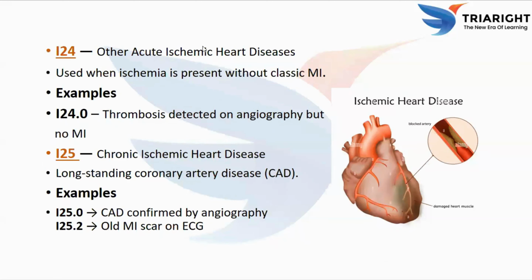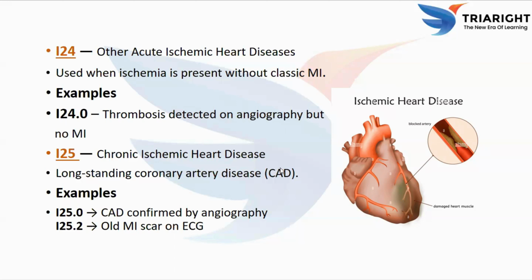I24 is used when there is reduced blood flow but no classical myocardial infarction. There is reduced blood flow, but you cannot find a heart attack. It means the heart muscle is not getting enough oxygen temporarily or partially, but cell death has not yet occurred. The subcode is I24.0: thrombosis detected on angiography, but no MI.